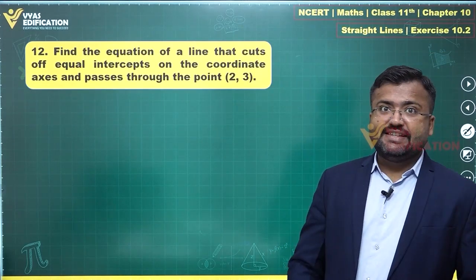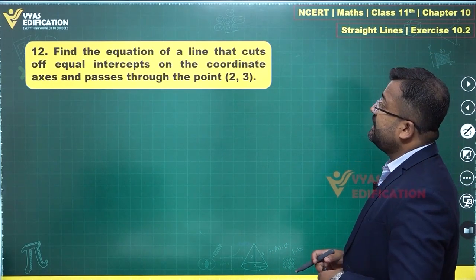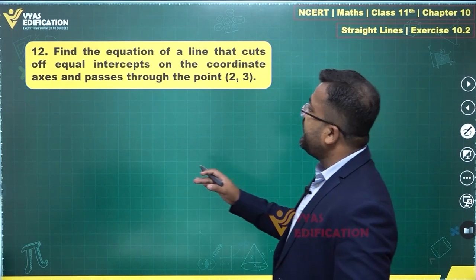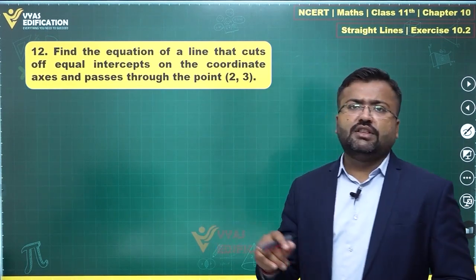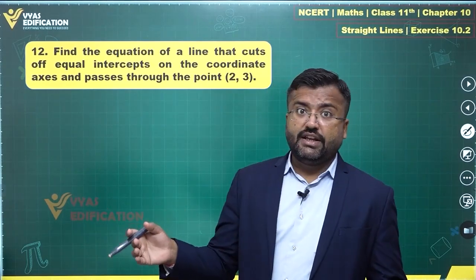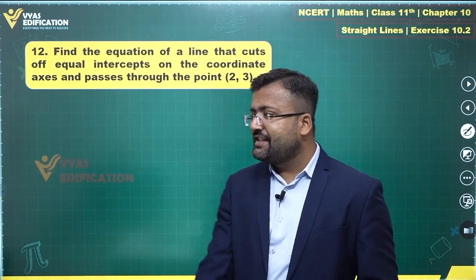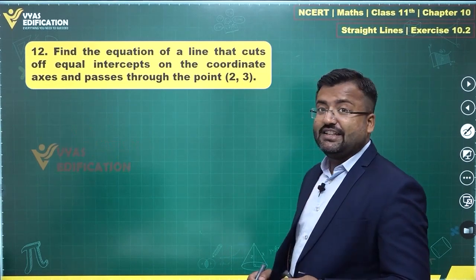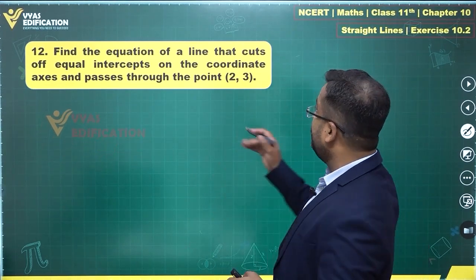Question 12 says: find the equation of a line that cuts off equal intercepts on the coordinate axis and passes through the point (2, 3). How do we deal with this one? You're given one point, but you're not given anything else. Or are you? Yes, you're given a condition that the line cuts off equal intercepts on the coordinate axis.